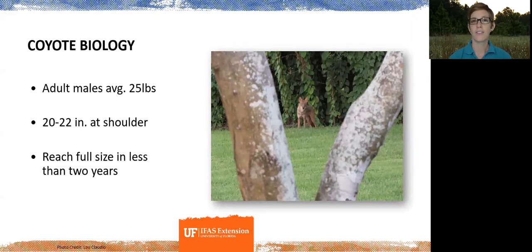They're about just under 2 feet when you measure them off the ground at the shoulders. And they have long, skinny, kind of lanky legs, and they will reach full size in less than 2 years. So they're quick to get big.